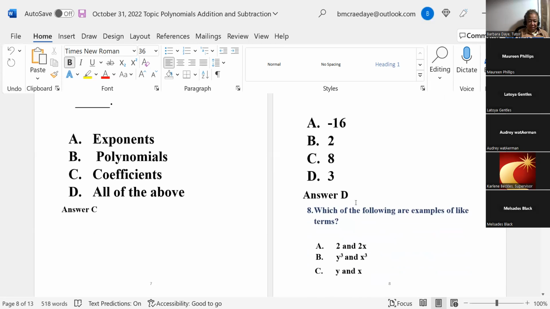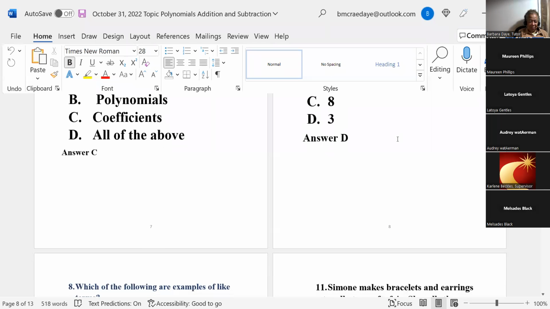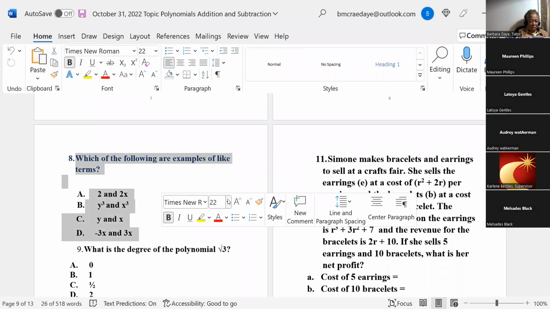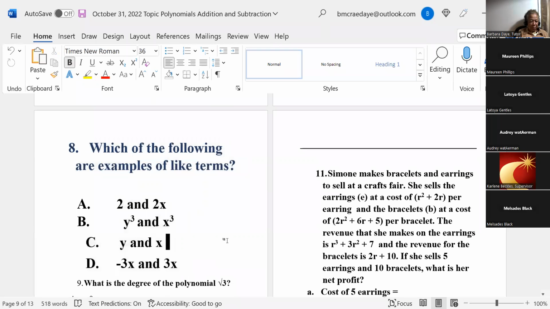All right. Okay, number 8. Mercedes, you want to do number 8? Where is it, Miss? I don't see it. Here we go. I'll make it bigger. Which of the following are examples of like terms? Okay, let's see. Make that bigger.